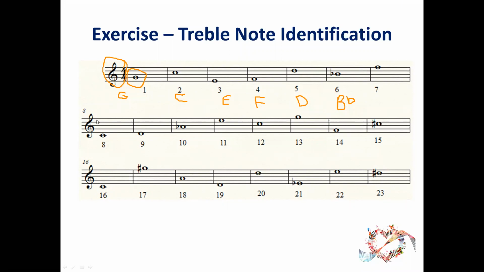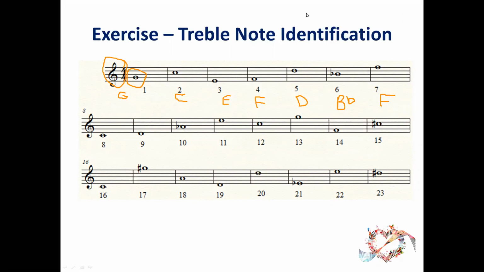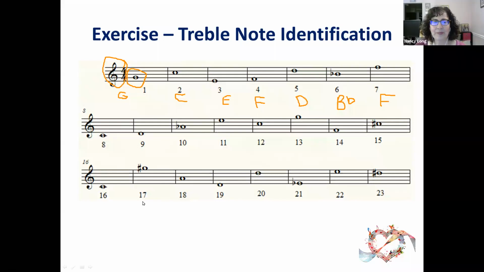Number 7. Number 7 is an F. Good. And tell us how you got there, or how somebody, if they don't know as well as you, how to get there. Well, I suppose every good boy does fine. So that would be the last one, which is the F. Good job. That's right. Go ahead and do number 8 and 9.